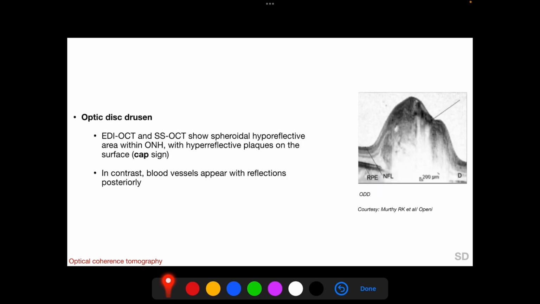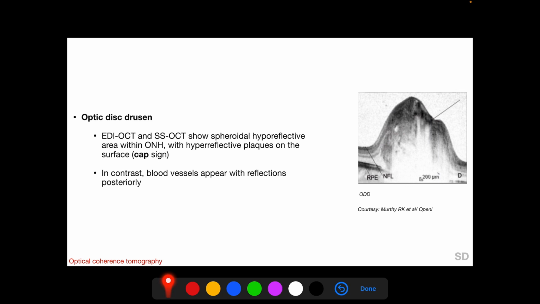What do we find in optic disc drusen? In EDI OCT, EDI is enhanced depth imaging in SD-OCT, and SS-OCT is a separate method of OCT altogether. It uses a different set of projected light. They show a spheroidal hyporeflective area within the ONH with hyperreflective plaques on the surface. So this is the cap side.